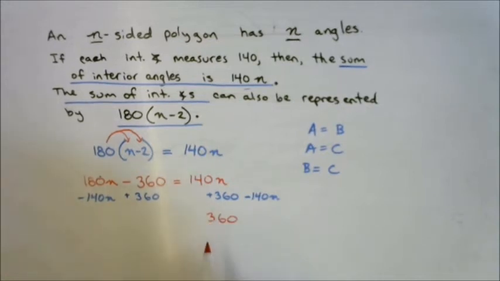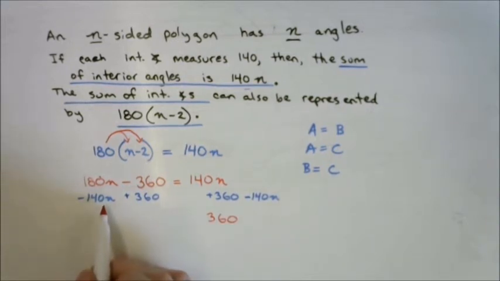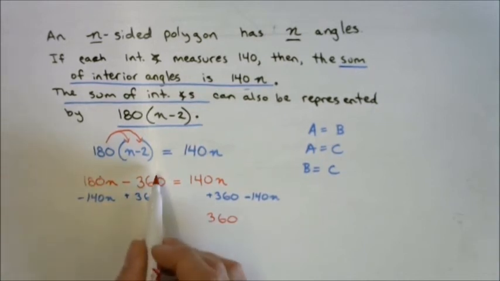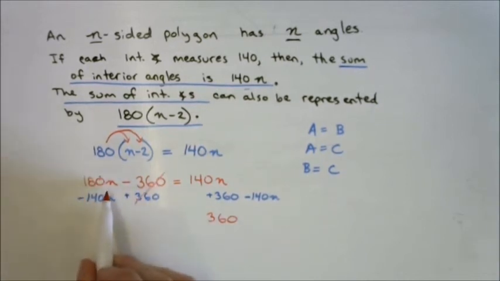It's just a number. It's got no n's. It's got nothing to do with the n. I had 140 n's, and I took them all away, so there are no n's left on the right. On the left-hand side, I had negative 360. I added positive 360. That gets me to 0. And I have 180 n's, and I'm going to take away 140 of those n's. How many n's are going to be left?